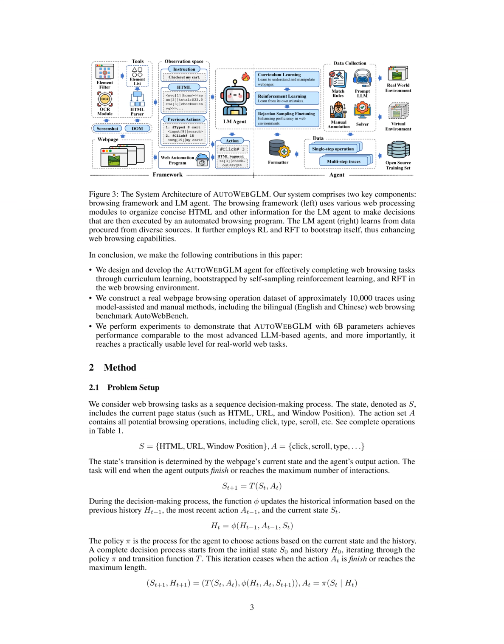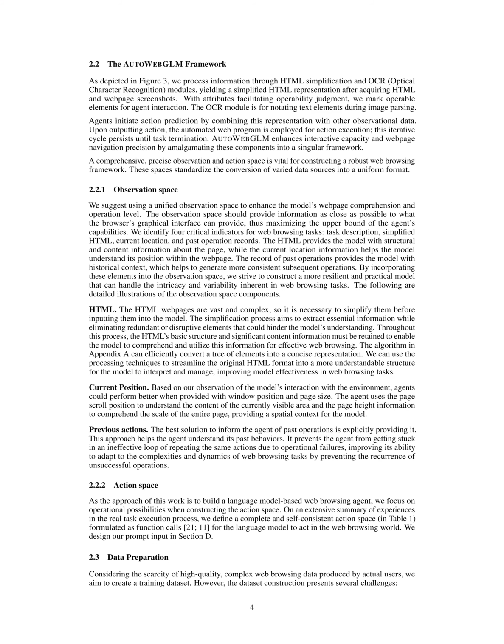The function phi updates historical information based on the previous history, the most recent action, and the current state. The policy pi guides the agent in choosing actions based on the current state and history. The agent iterates through the policy and transition function until the action is finish, or the maximum length is reached. The action space is crucial for the agent to navigate and operate on web pages accurately, optimizing its performance in completing various web browsing tasks.